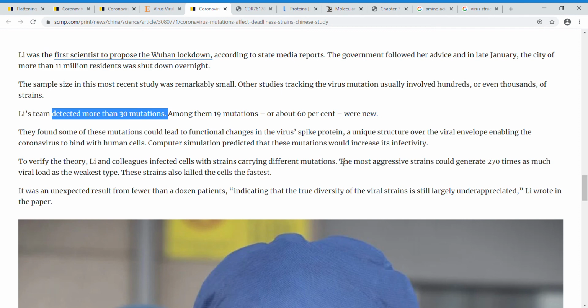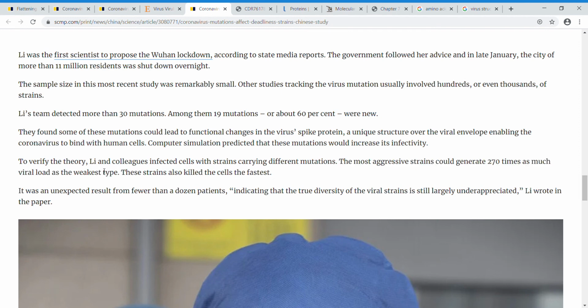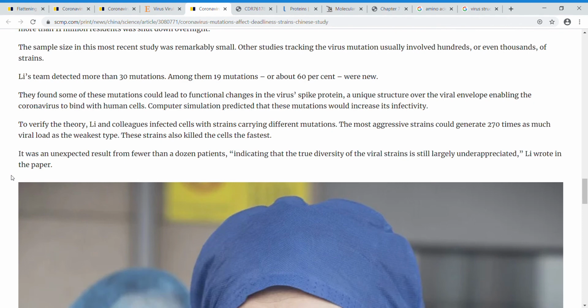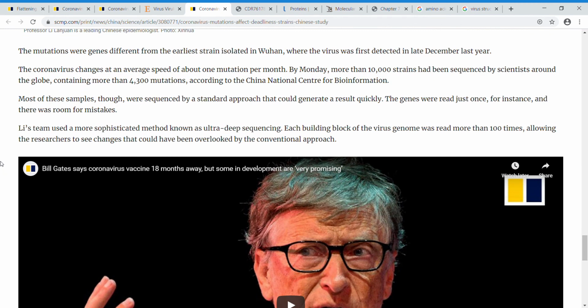So the most aggressive strains could generate 207 times as much virus. This is one way you could overwhelm the body's immune system and continue surviving. They also kill the cells the fastest, right? So she's saying that the true diversity of strains is largely unappreciated. The idea is that we think what we have is what's in the wild, but there may be some strains that are easier to grow in a lab than others, which doesn't mean those are the actual ones found in the wild.